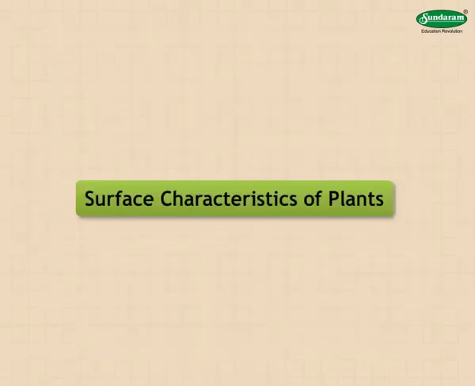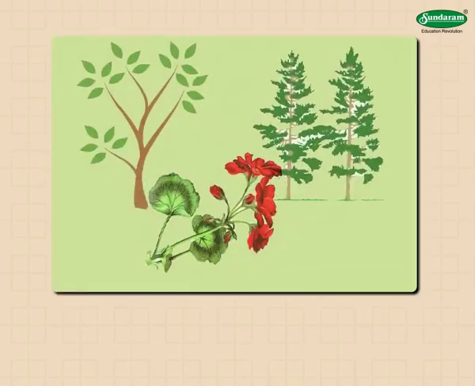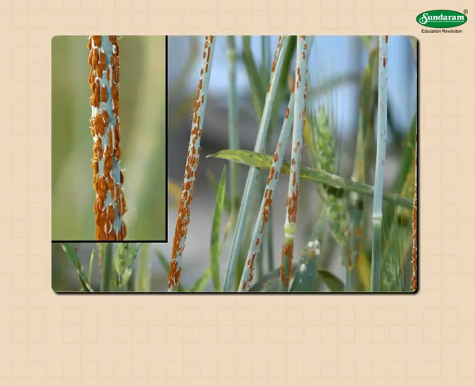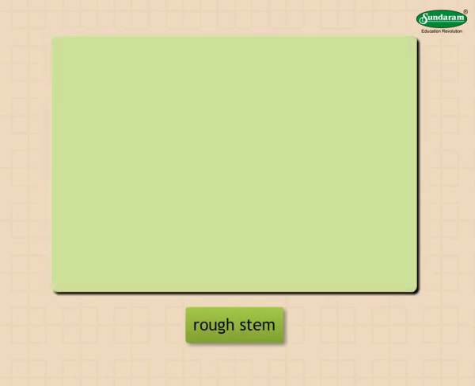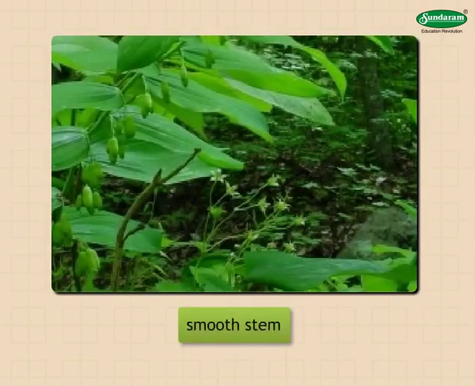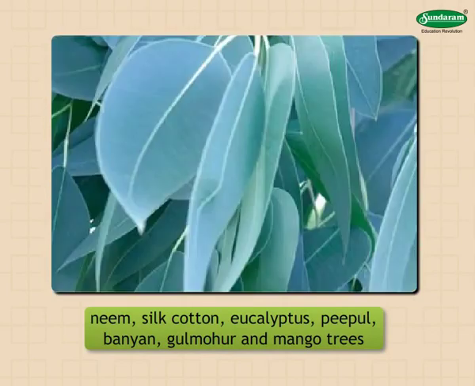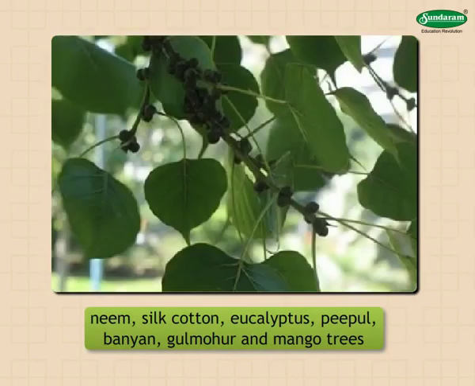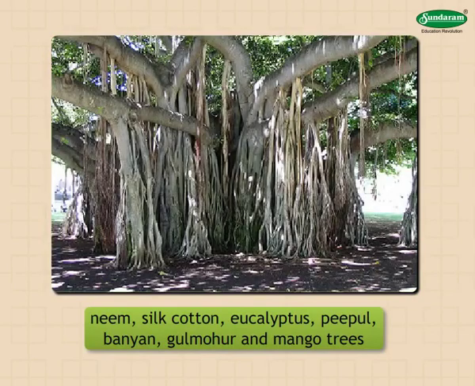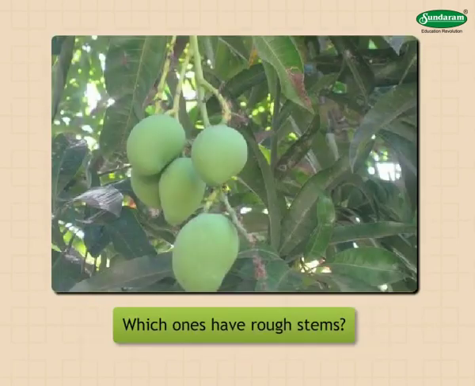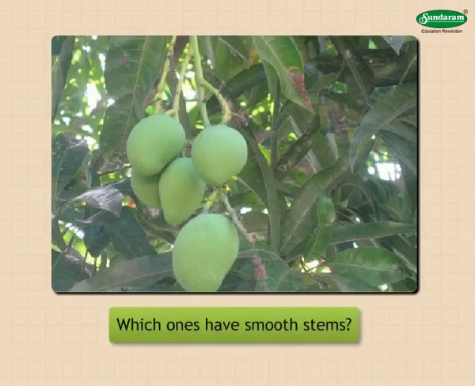Surface characteristics of plants. Note the difference. Some plants have a rough stem, while some have a smooth stem. Observe the stems of the neem, silk cotton, eucalyptus, peepal, banyan, gulmohar, and mango trees. Which ones have rough stems? Which ones have smooth stems?